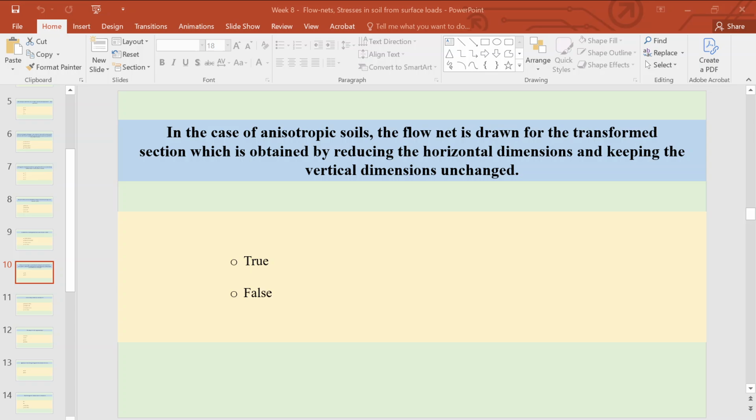In the case of anisotropic soils, the flow net is drawn for the transformed section, which is obtained by reducing the horizontal dimensions and keeping the vertical dimensions unchanged. Is this statement true or false? Vertical dimensions unchanged is not something so significant in all the cases. Sometimes they are, but in majority, do we need to reduce the horizontal dimensions or transform them or not? So is this statement true or false?